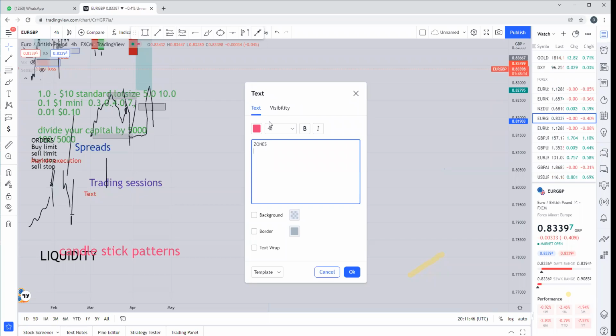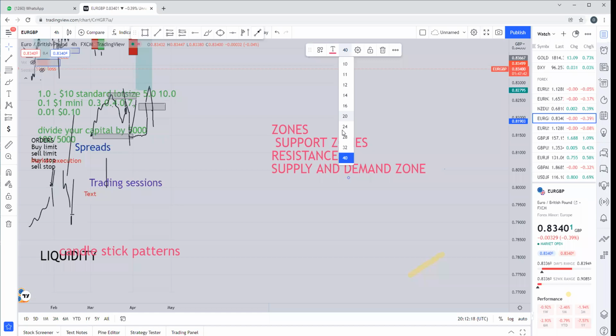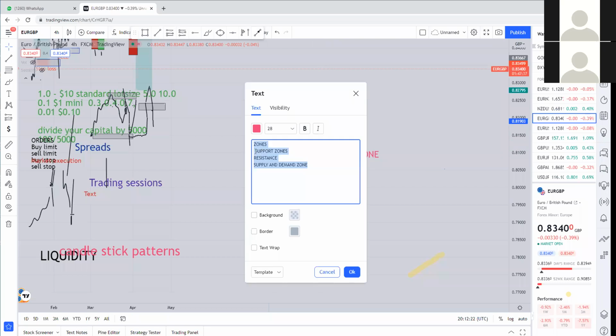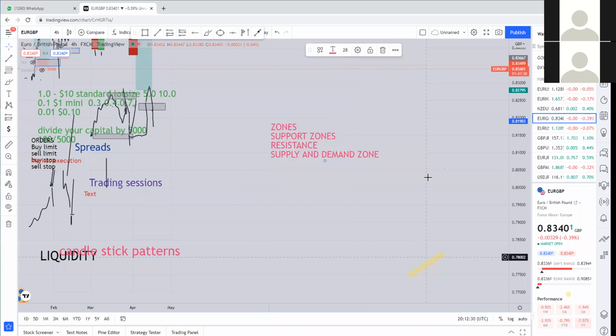Zones. Some of you talk about support zones, some of you talk about resistance zones, some of you call it supply and demand zones. But whatever it is that you call it, they all perform different functions, and you must not mistake them for themselves.